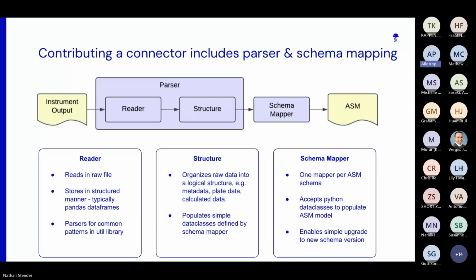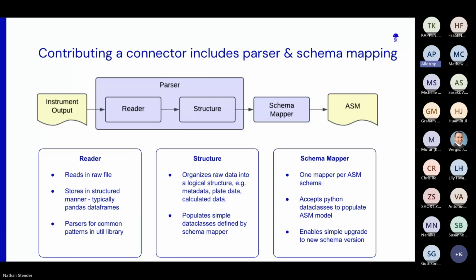And then the third thing that you may or may not have to add is a schema mapper. So a schema mapper is a library that we have that assists in populating the full ASM JSON. You only have one schema mapper per ASM, so if you're writing for one of the instrument categories that we already support, there's no need to write this, it's already done for you.